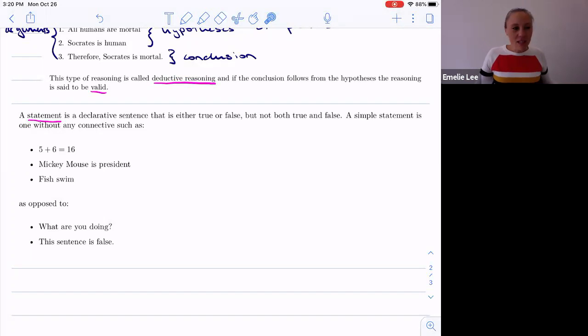So the conclusion is either going to be true or false, right? And so for a statement, you have to be able to drill down and say whether it's true or false, right? So something like 5 + 6 is 16, false, right? But it's a statement. And Mickey Mouse is president, also a statement. It's either true or false. I'm not committing to whether it's true or false. Fish swim, again, it's either true or false. There's nothing in between. So these are all statements.